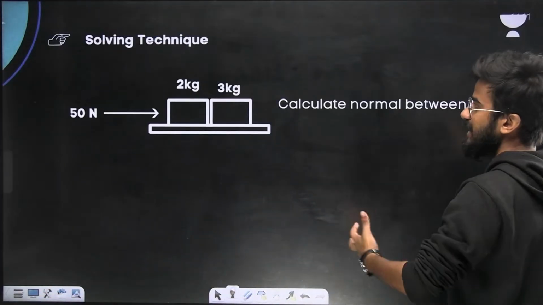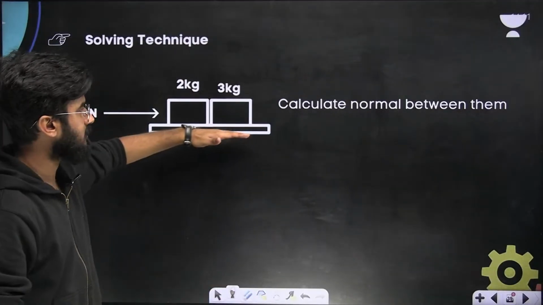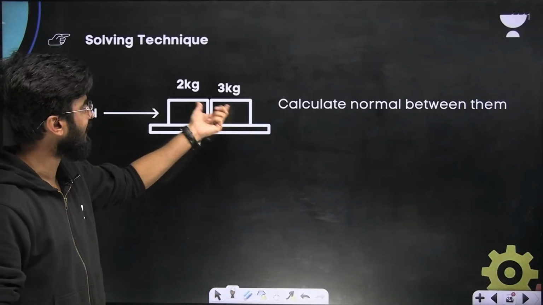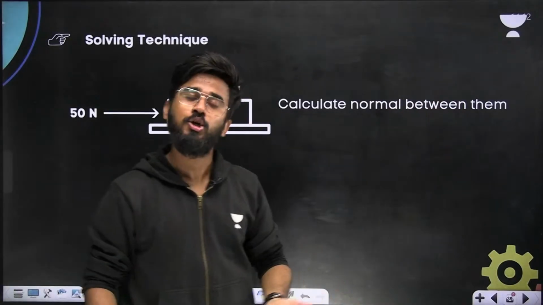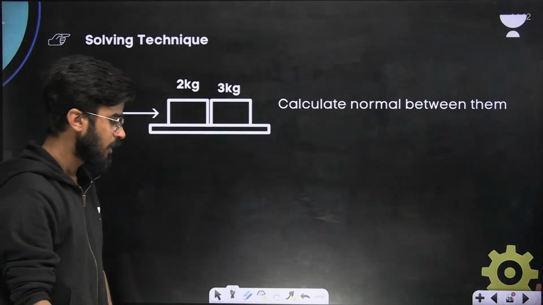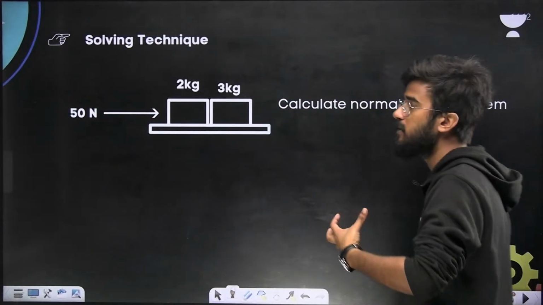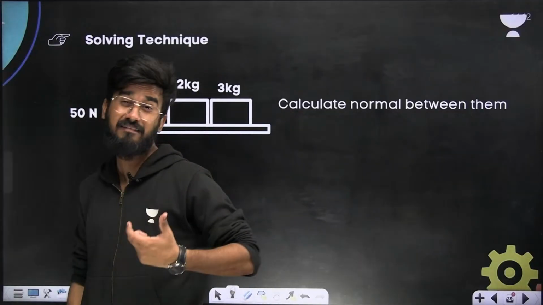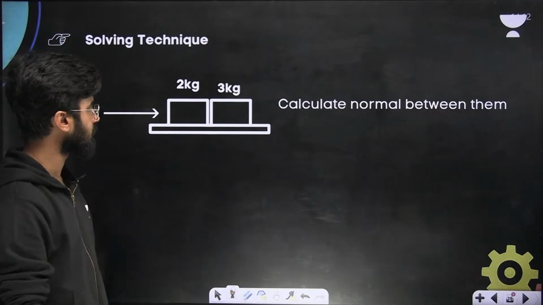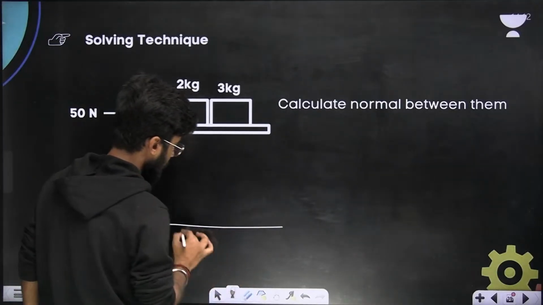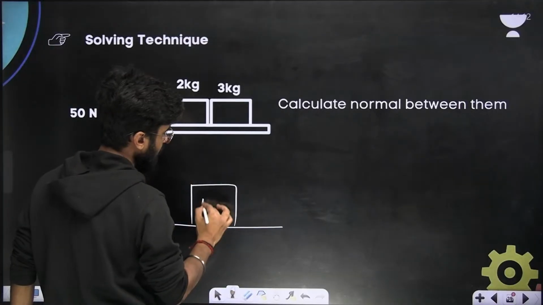Okay, now we'll try to apply these things in a particular question. This is a surface on which two blocks are kept. One is 2 kg, other is 3 kg. We have to calculate the normal between them. So first of all, how will we calculate the normal between them? Since one force is being applied on this particular system, first of all we'll calculate how fast it is moving, or what is the acceleration of this particular system. So we'll approach like this. Okay, so this is a system. I'm considering it as a total system, a 5 kg block, 5 kg total.